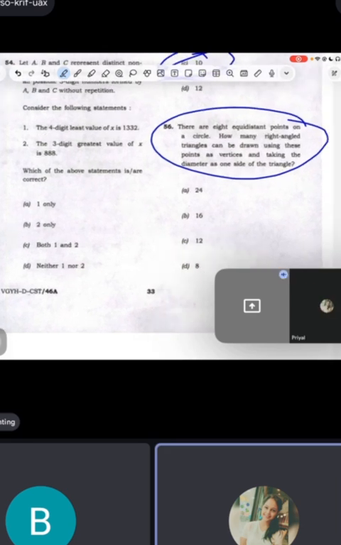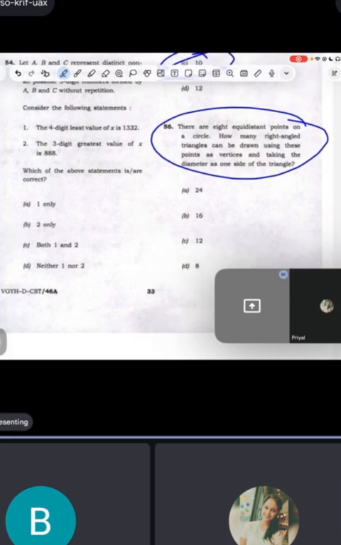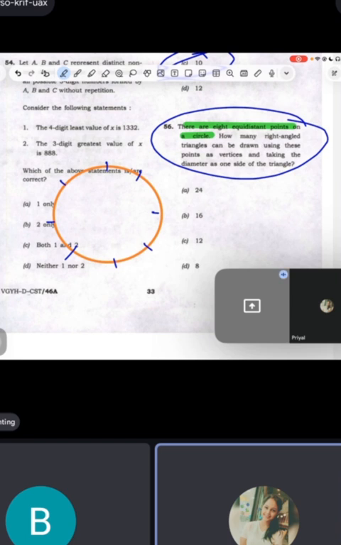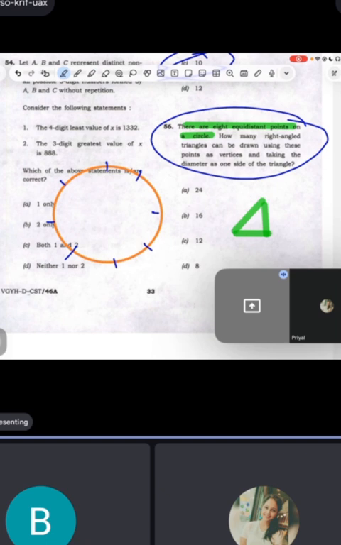There are eight equidistant points on a circle. Make a circle, wait. Okay, so let's make the circle first. This is a circle and eight points. So one, two, three, 4, 5, 6, 7, 8. Then read further, Priyal. How many right angle triangles? Right angle triangle means diameter. How many right angle triangles can be drawn using these 8 points as vertices and taking the diameter as one side of the triangle?